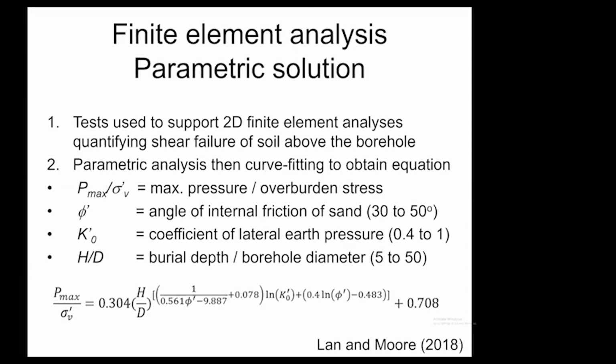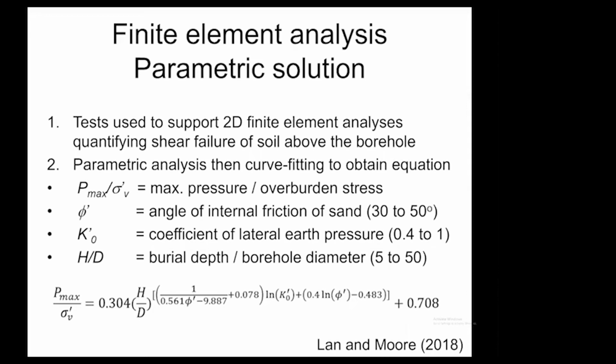And then using those solutions from the finite element analysis, he was able to curve fit those parametric results and find a simplified equation that could be used by a consultant or a contractor to predict the maximum pressure. And that maximum pressure is expressed as a ratio of that pressure to what's called the overburden stress. That's the weight of the overlying soil at that point in the ground, minus the water pressure in the soil, what's called the vertical effective stress.